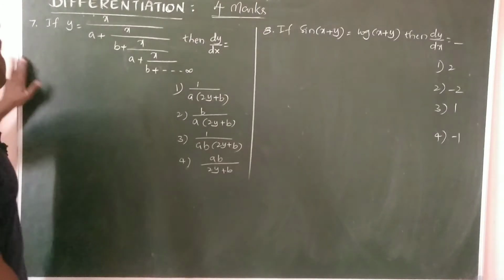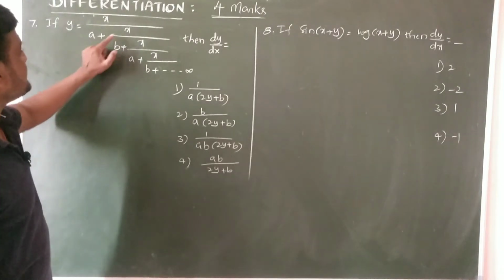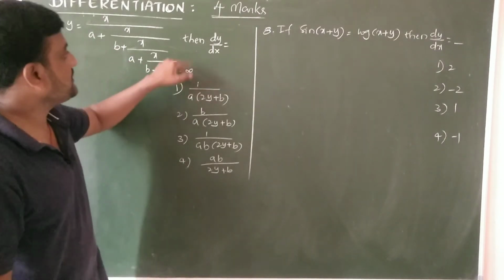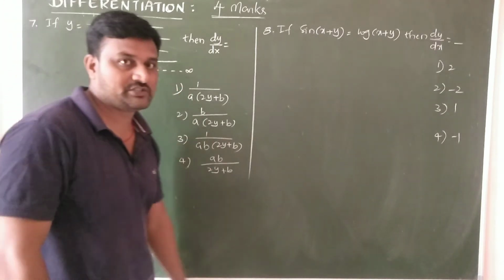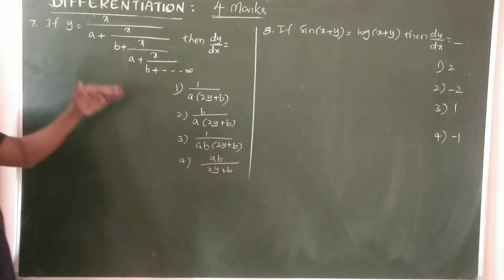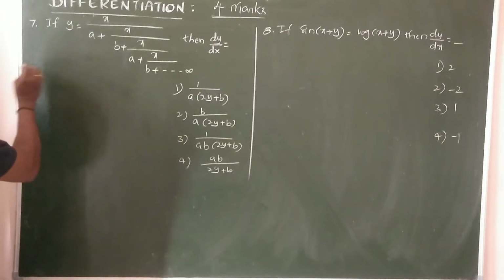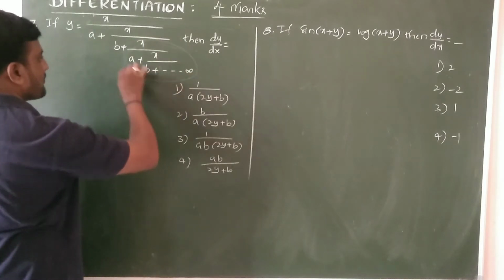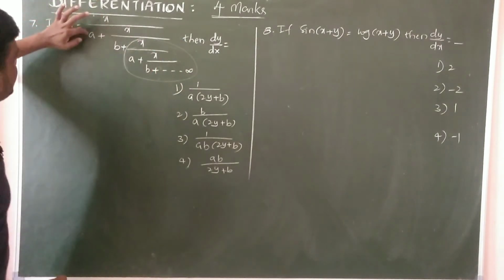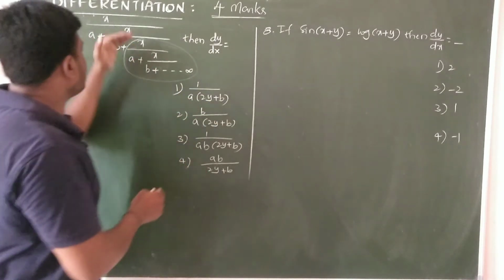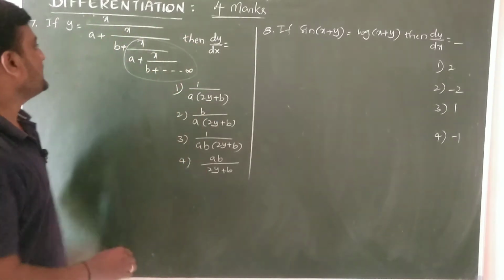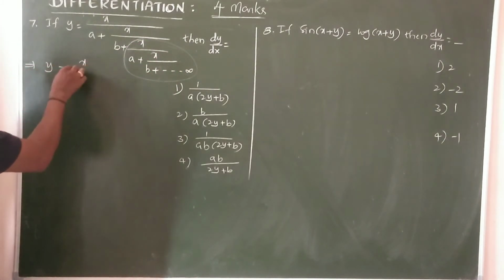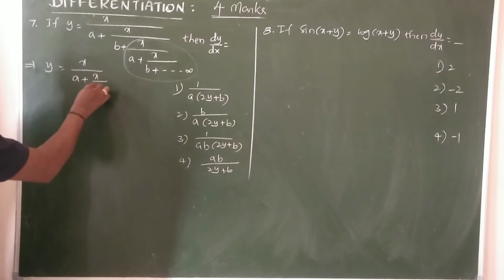Okay, the problem is, if y equals x by a plus x by b plus x by a plus x by b plus and so on to infinity, then dy by dx equals, in this option, which one? Okay, these are repeated functions. For this repeated function we can say, let's say this one equals y, because y equals what? x by a plus x by b plus something. Yes or no? Here also same like that function, repeated function. So then put that one equals x by a plus x by b plus y.